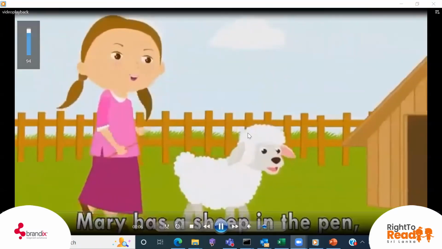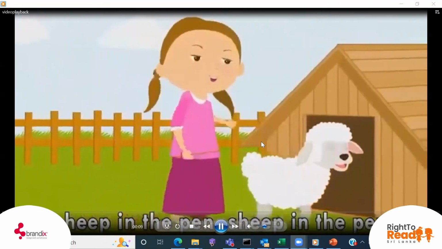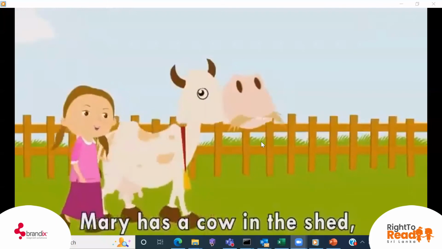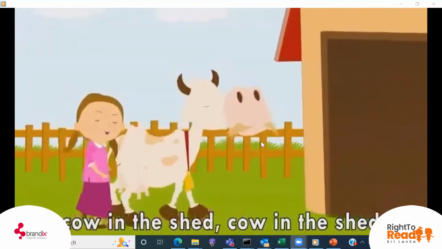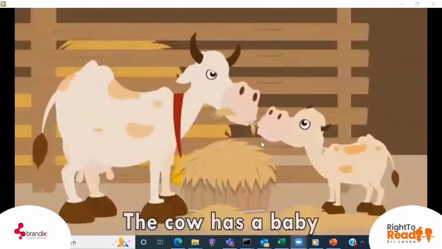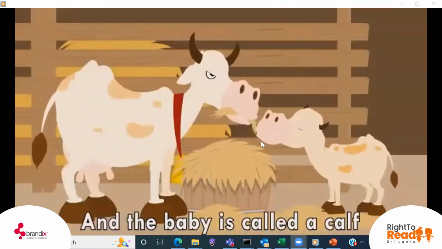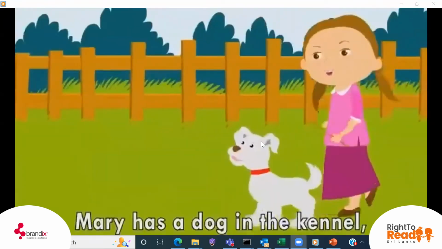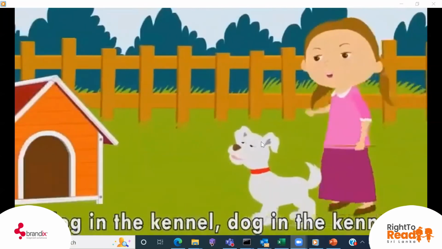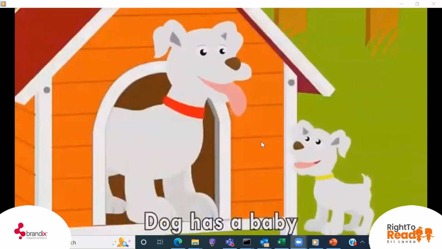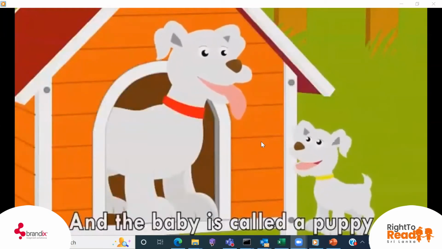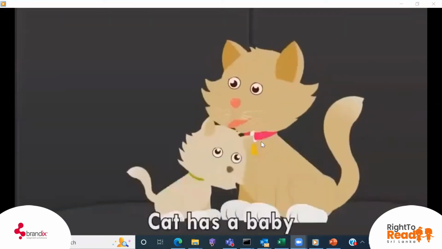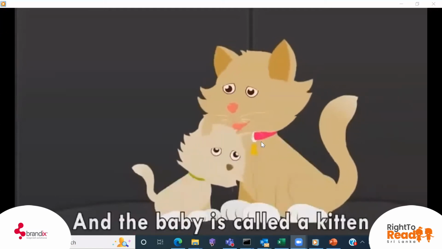Mary has a sheep in the pen. Has a baby, and the baby is called a lamb. Mary has a cow in the shed. The cow has a baby, and the baby is called a calf. Mary has a dog in the kennel. Dog has a baby, and the baby is called a puppy. Mary has a cat in the house. Cat has a baby, and the baby is called a kitten.